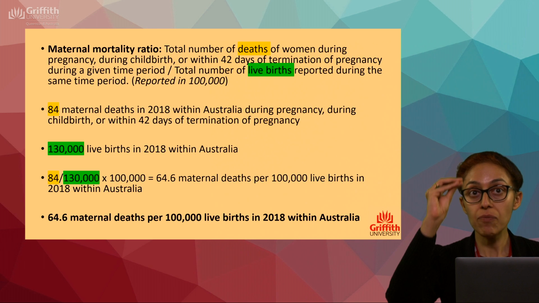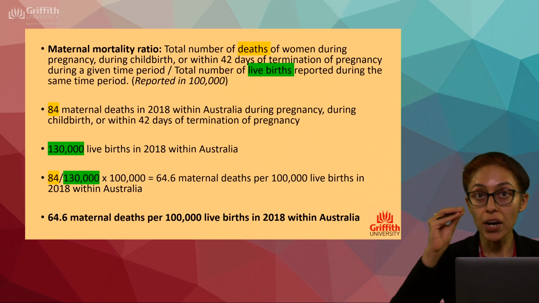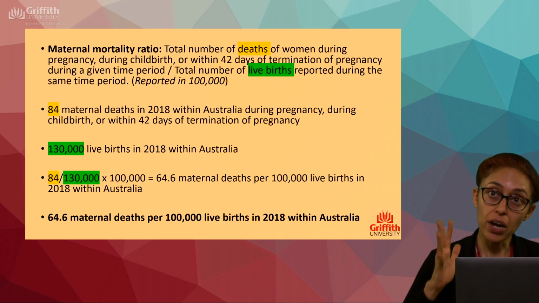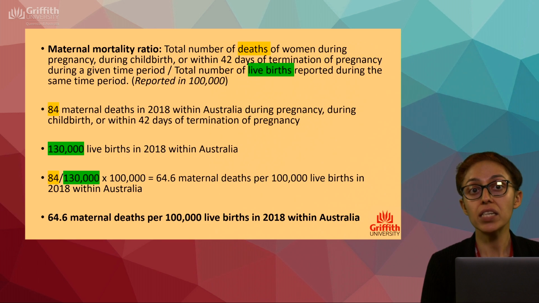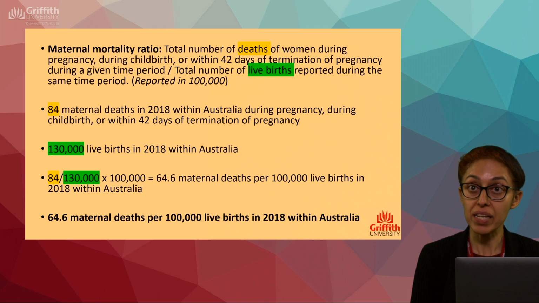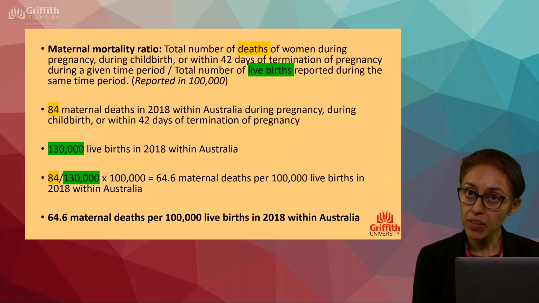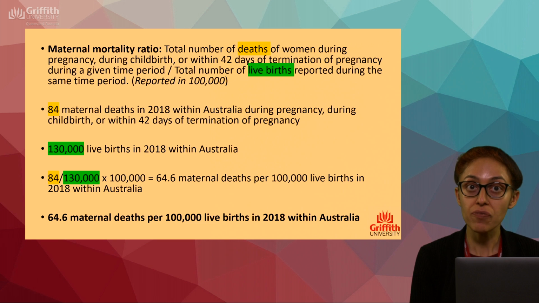So again you have the number in yellow divided by the number in green, multiplied by 100,000, because this is generally reported per 100,000, and so the answer is 64.6 maternal deaths per 100,000 live births, meaning live born babies, in 2018 within Australia. I hope this makes sense, guys. The formulas are very simple and the computations are also extremely simple. Of course we will be having practice examples of the same in your workshop, but yes, I hope this has been meaningful and easy to understand.